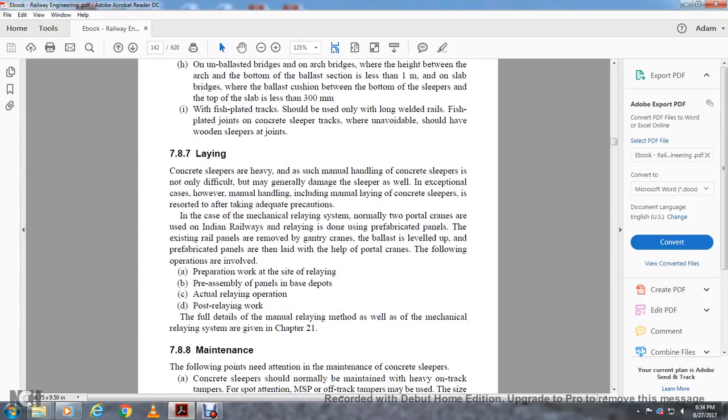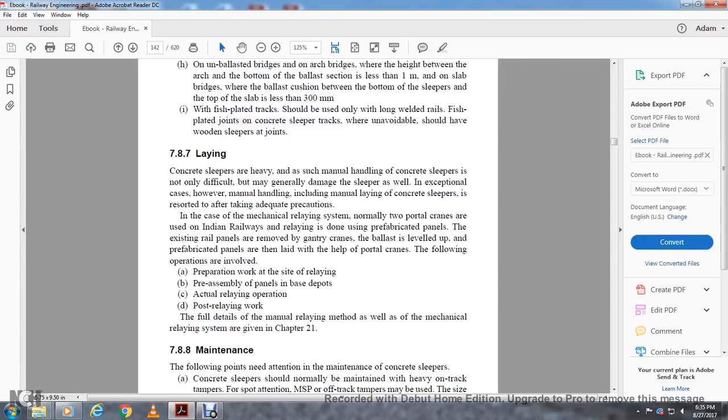787. Laying. Concrete sleepers are heavier and as such cannot be easily handled manually. Manual handling is not only difficult but generally damages the sleeper as well. In exceptional cases, manual laying of the concrete sleeper is permitted after taking adequate precautions. In case of mechanical relaying, the system normally uses 2 portable cranes. Indian Railways relaying is done using prefabricated panels.